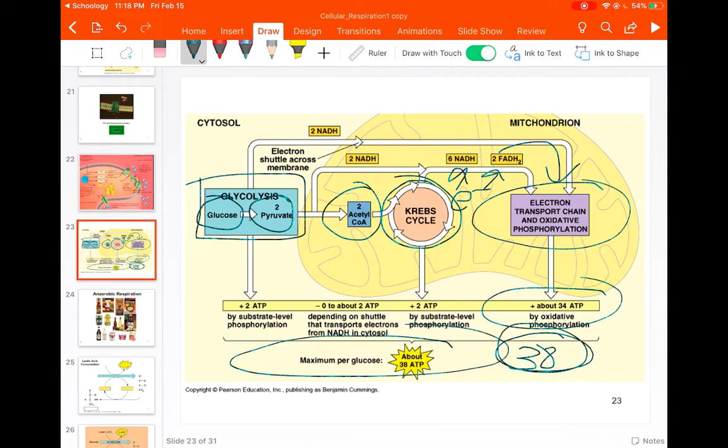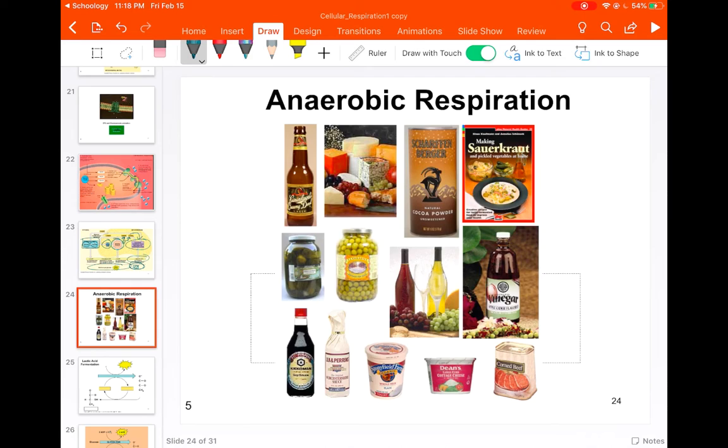But let's say we can't do that. Let's say oxygen is not present. What do our cells do? This is where anaerobic respiration comes in. Now remember, our cells don't like anaerobic respiration because they think of ATP as currency. You do not make enough ATP in anaerobic respiration. You make the most of it in aerobic respiration. That's why they prefer to do aerobic respiration.